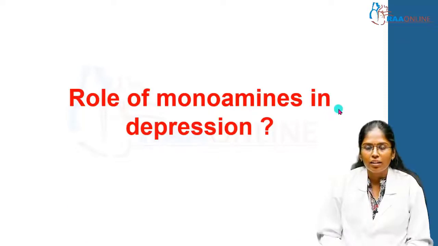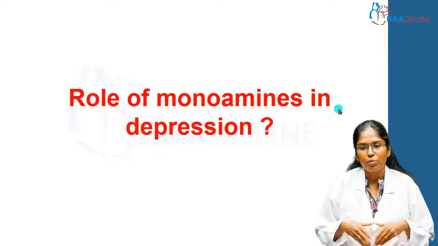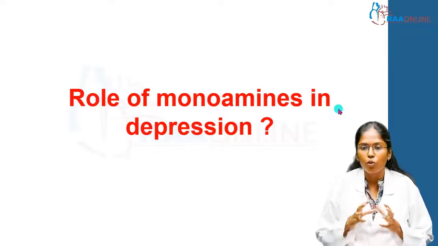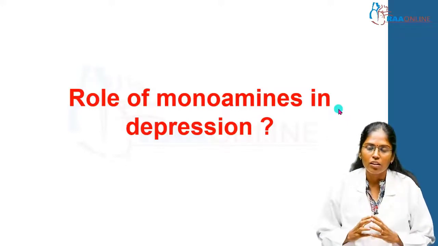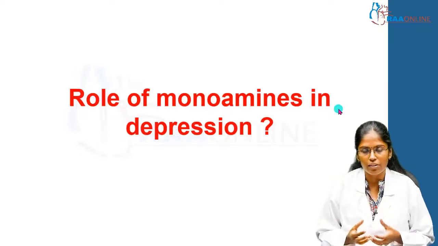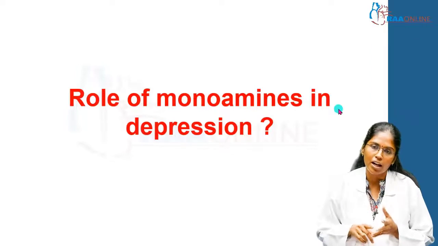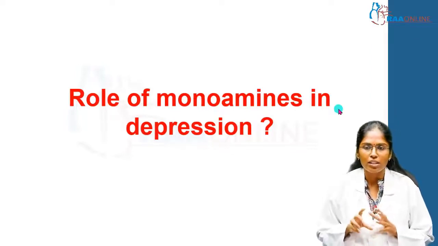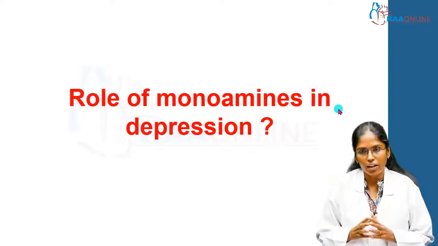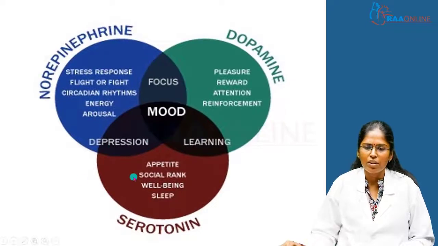Now let us see the role of monoamines in depression. We are going to see the relationship between the monoamines and depression. There are three important monoamines in our body that play an important role in elevating the mood of an individual. These monoamines are norepinephrine, dopamine and serotonin, because they contain a single amino group that is attached to the aromatic ring with the help of two carbon chains. If you see here, these are the functions of serotonin.